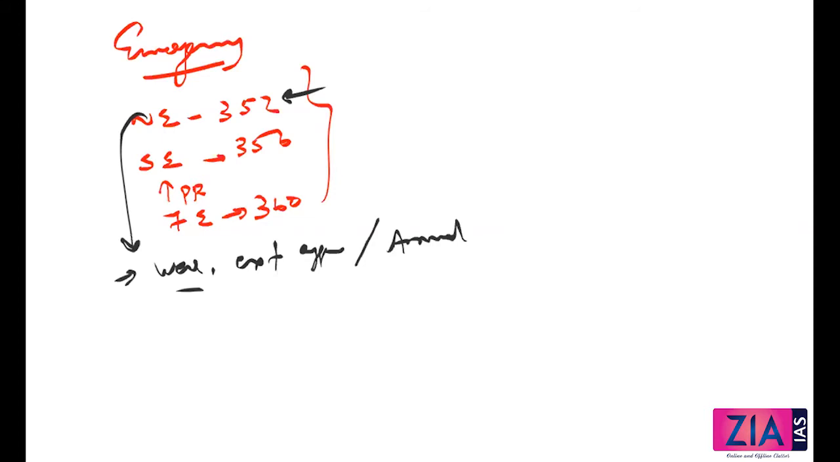Now war, external aggression, and armed rebellion. Initially it was internal disturbance, and then, guys, I'll talk about this amendment, the 44th Amendment.